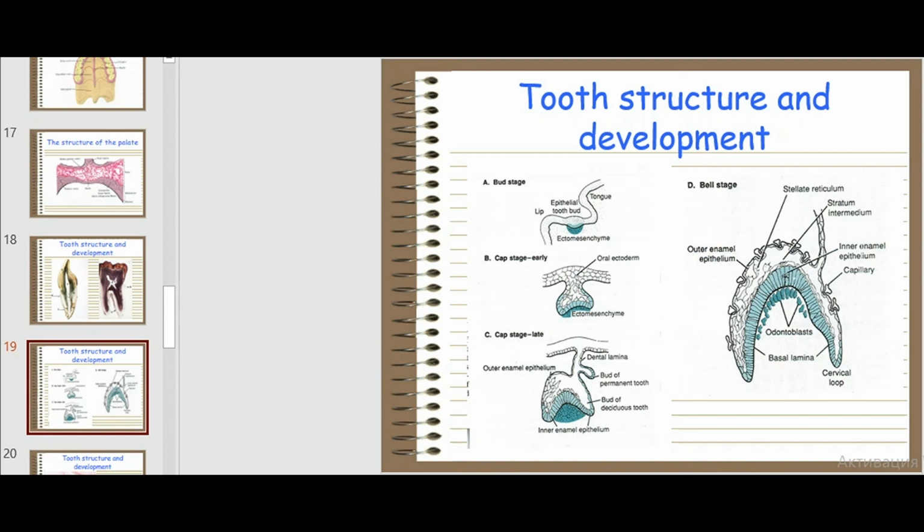So, finally, such hard tissue as enamel originates from the ectoderm, and dentin and cementum from mesenchyme. Such types of tissue as the pulp and the periodontal ligament originate from the mesenchyme.